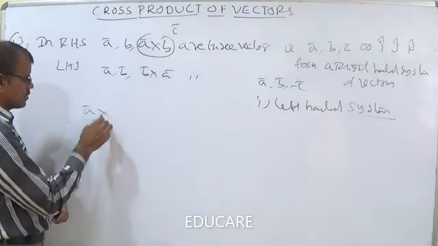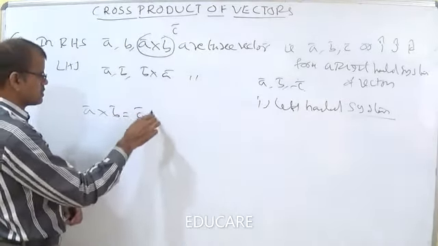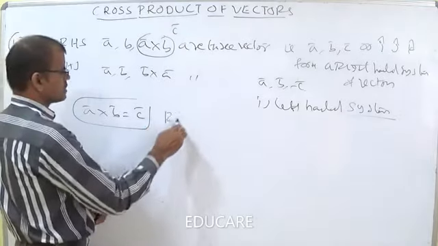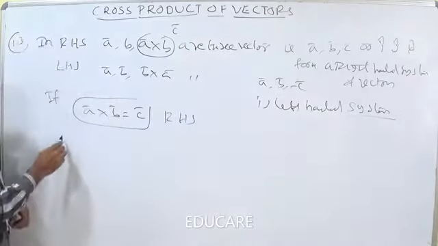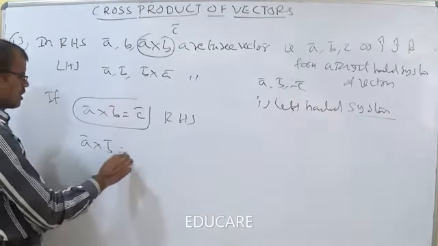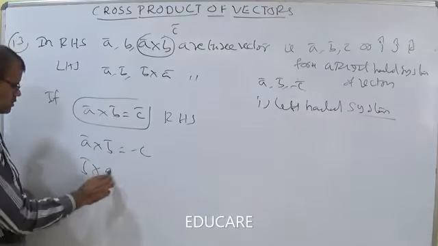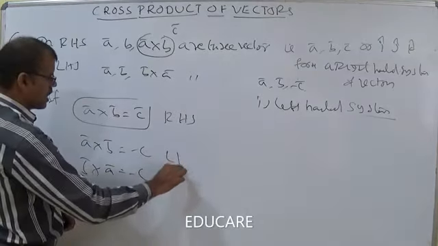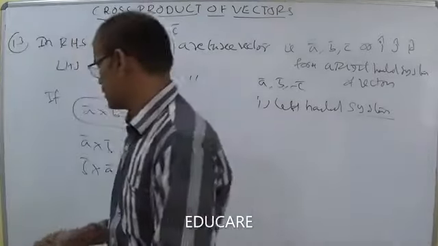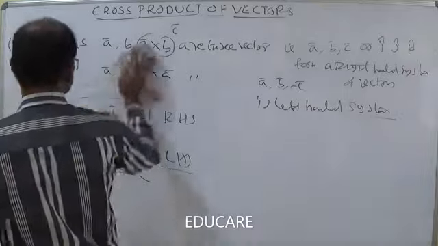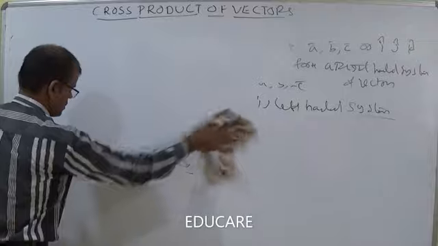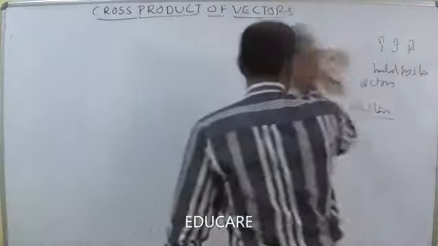Now you can say, if A cross B is equal to C, it is RHS, a right-hand system. If A cross B is equal to minus C, or B cross A is equal to minus C, it is a left-handed system. This is the distinction between the left-hand system and the right-hand system. Using that, we have theory bits and level 1 sums also, so you can do them using this concept.